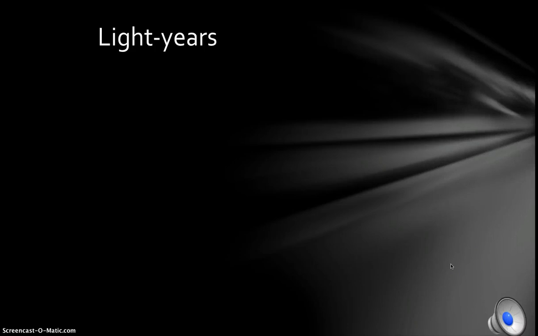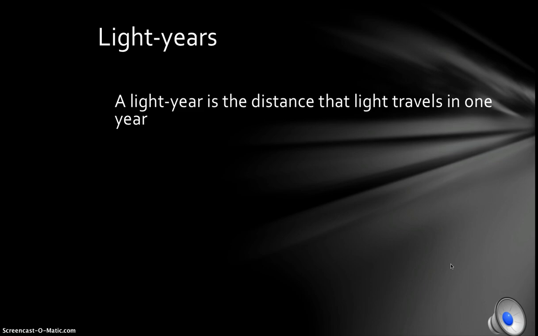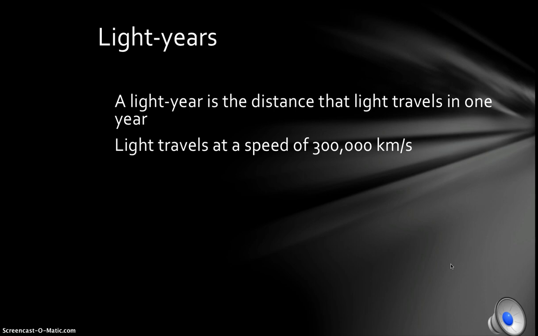So what is a light year? It isn't a unit of time, it's a unit of distance. It's the distance that light travels in 1 year. Light travels at a speed of 300,000 kilometers per second. Yes, that's very fast, and it's actually believed to be the upper limit of how fast anything can travel in our universe.